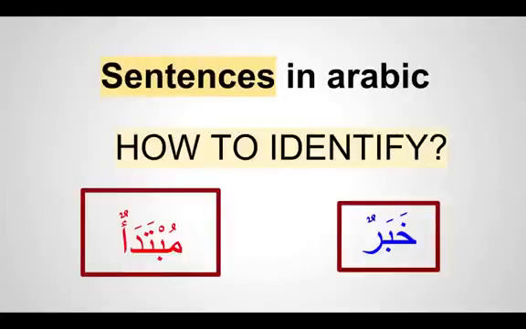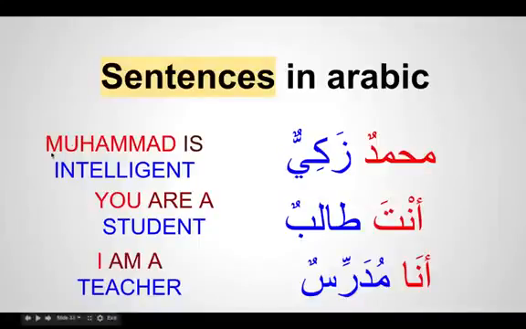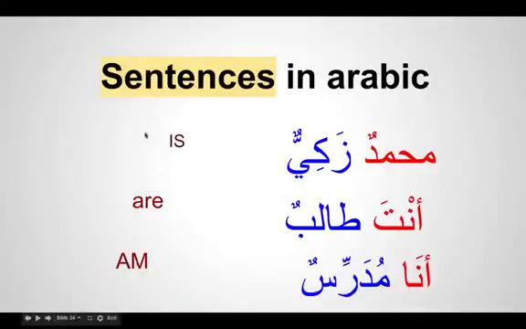So how do we identify in a sentence what is mubtada and what is khabar? For those who are not familiar with Arabic, how do we identify when we translate what is mubtada and what is khabar? When we read in English, we read Muhammad is intelligent, you are a student, I am a teacher. But when you write it in Arabic, we just write Muhammadun Zakiyun, which literally means Muhammad intelligent. There is no is. Anta talibun, you a student. Ana mudarrisun, I a teacher. So there are missing words, called coupling words or connectors. Is, are, and am are not there in Arabic.